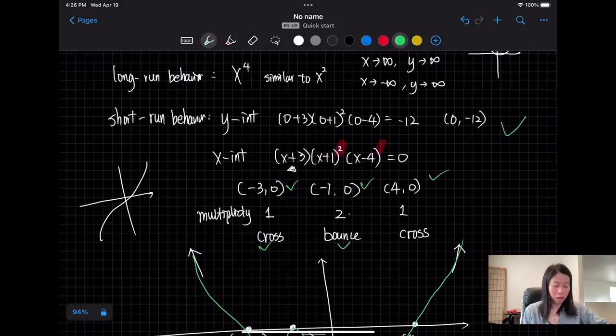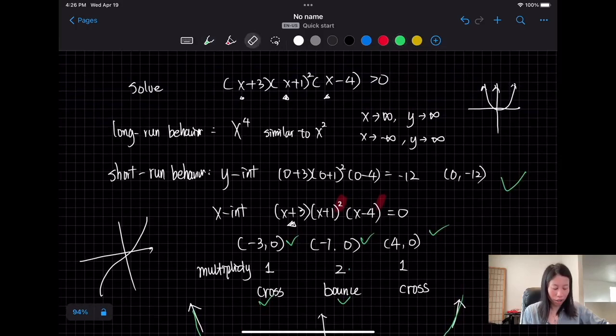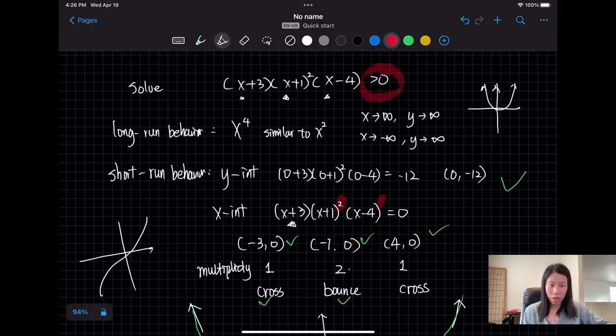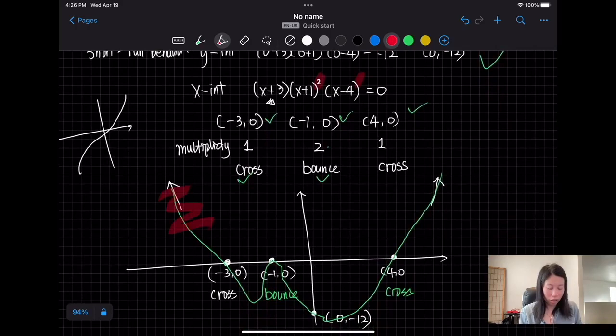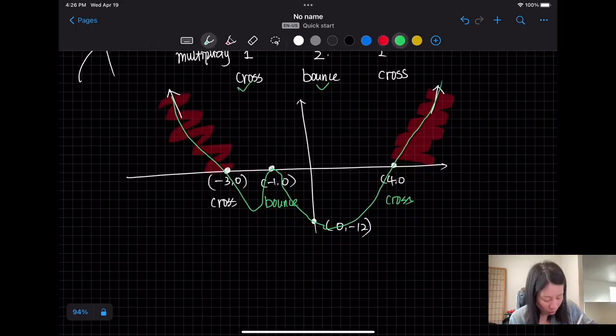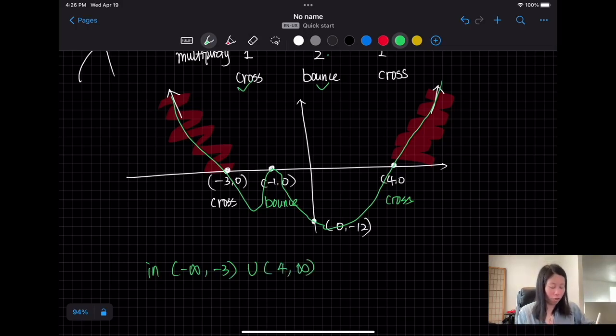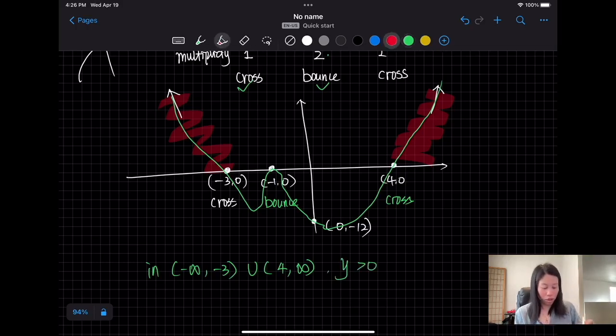Okay, now let's go back to the question. What did they ask you? They asked, when is the function greater than 0? Greater than 0 means the part of the graph above the x-axis. That means the function is greater than 0. In which interval? In the interval from negative infinity to negative 3, and the interval from 4 to positive infinity, the function y is greater than 0. So here is the solution.